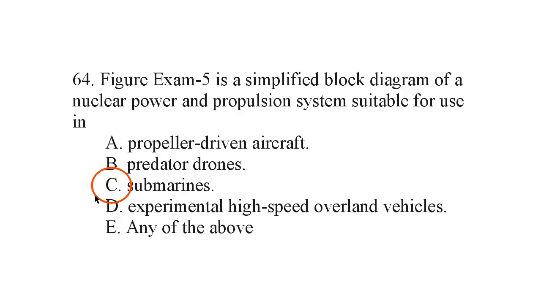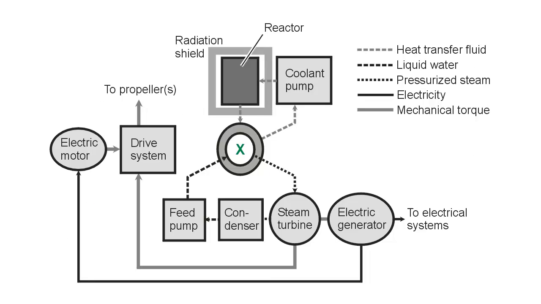And maybe we can get a little bit of an idea why that's true if we go ahead and look at the diagram. I have rearranged the geometry of the diagram a little bit, but all the interconnections are the same. I just rearranged it so it would fit on your screen so you could read it on all kinds of devices. Okay, so this is basically a block diagram of a nuclear power system. There's the drive system that goes to the propellers.